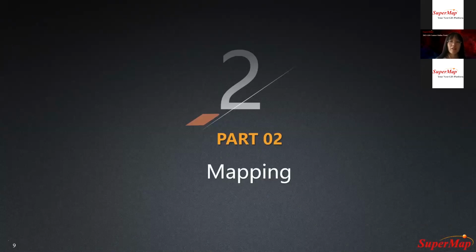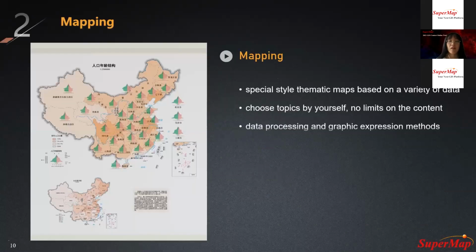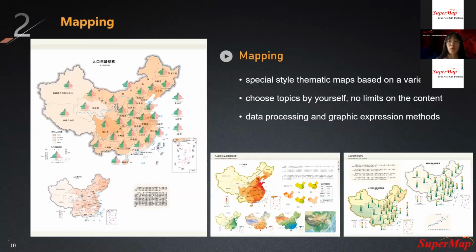Okay, then let's go to the second part about more detailed requirements and judging criteria for each group. And the mapping group here comes first. We expect students who participate in this group to present us with special style semantic maps based on a variety of topics, and the skills we're looking for are data processing and graph expression.